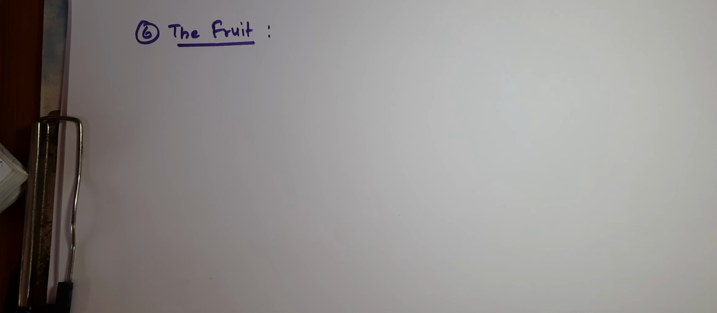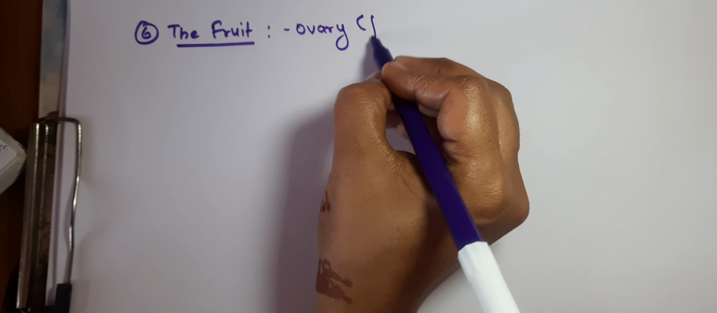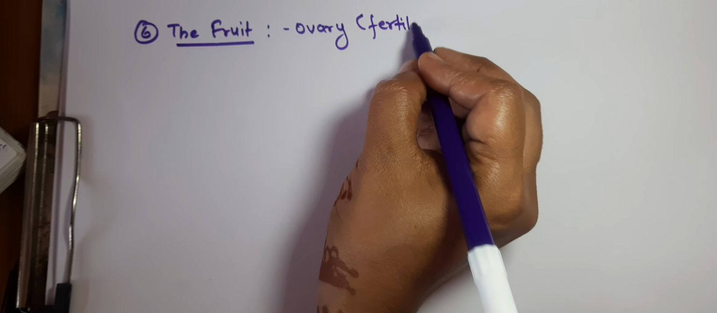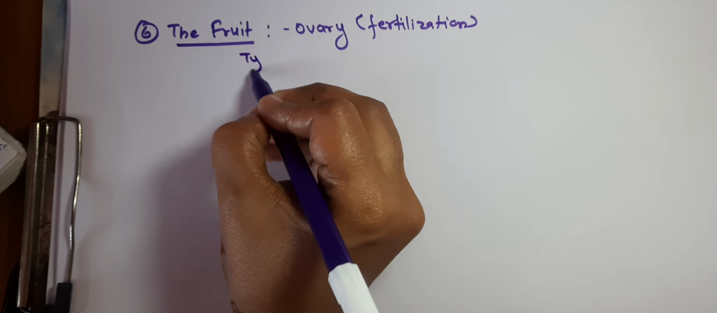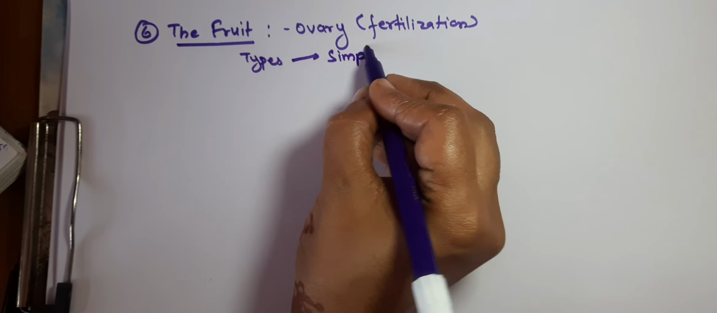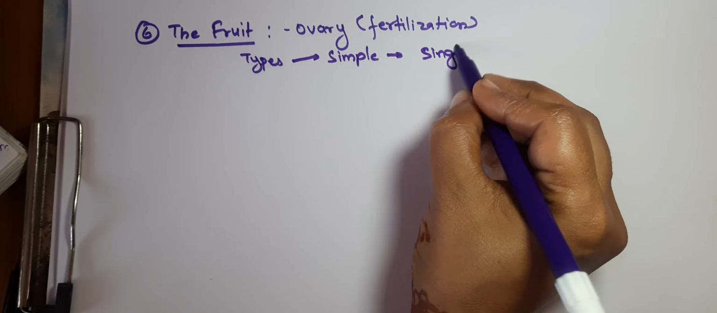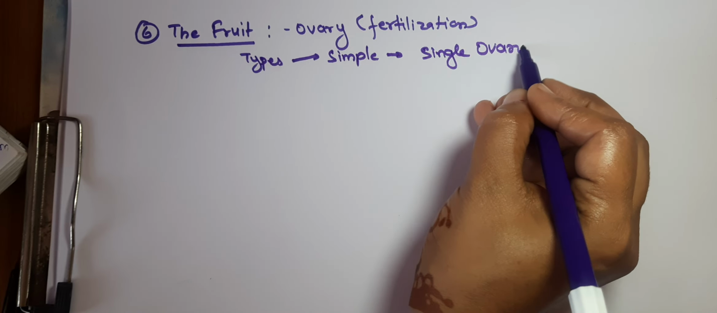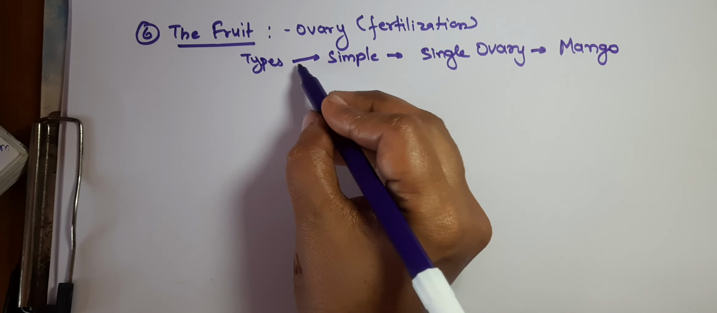The sixth one is, students, the fruits. So the fruit, we know, will develop from the ovary after the process of fertilization. There are three types of fruit. The first one is the simple one. What does it mean? The simple one will develop from a single ovary, and this we can see in the case of mango. So there will be a single fruit.